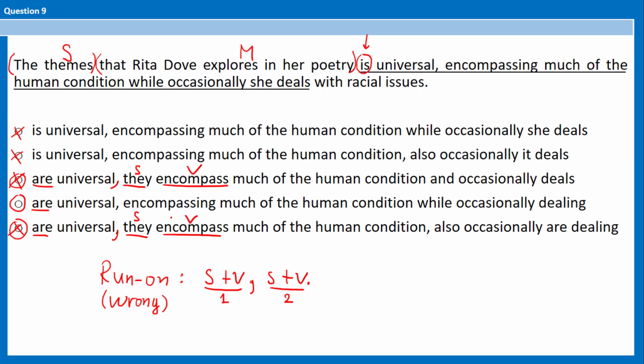So the themes are universal, encompassing much of the human condition while occasionally dealing with racial issues. Encompassing is a modifier that describes the noun before the comma. Well, in this case, not the noun, it describes the entire clause. Encompassing is describing the themes are universal. That verb ing is explaining why they are universal.